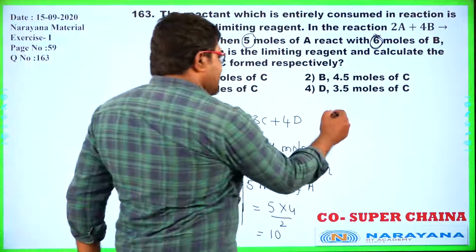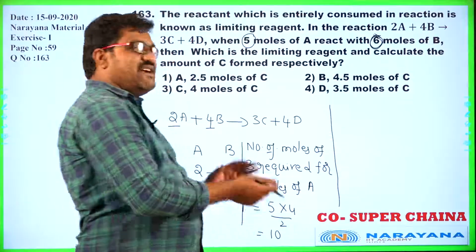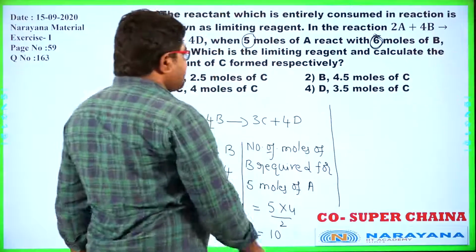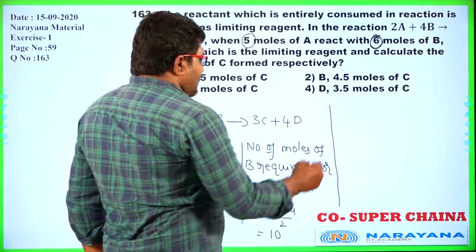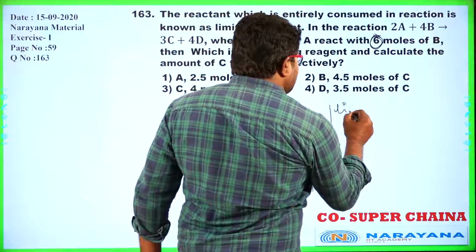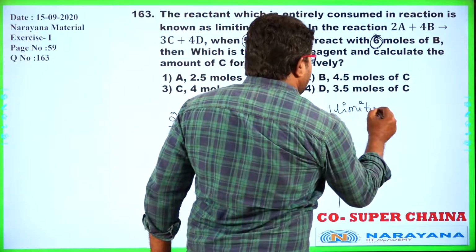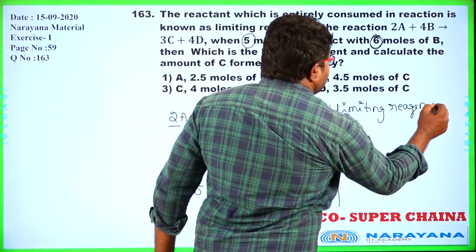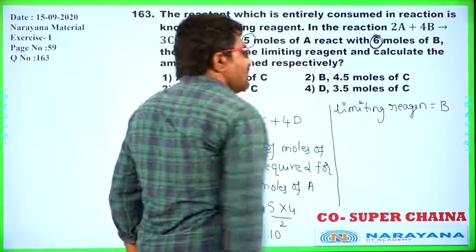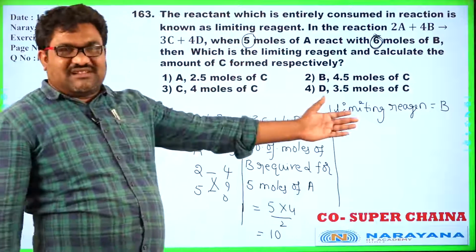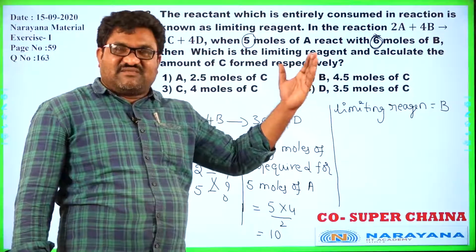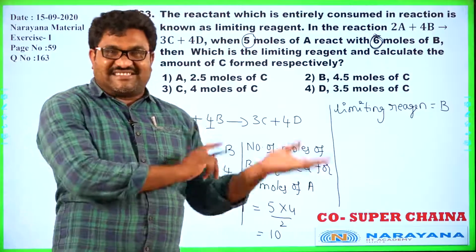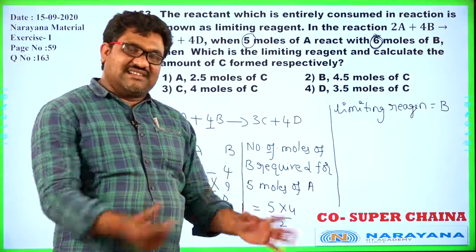So what is the limiting reagent? It is not sufficient when compared with the other reactant. So here, limiting reagent, which one is consumed completely? Limiting reagent is nothing but B. So whatever the products formed, the amount of product that was formed is decided only by the limiting reagent, not the excess reagent. Is it clear? Yeah.